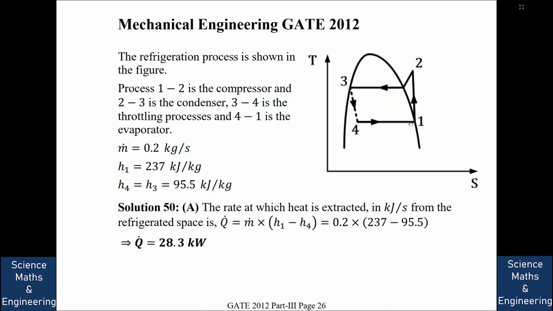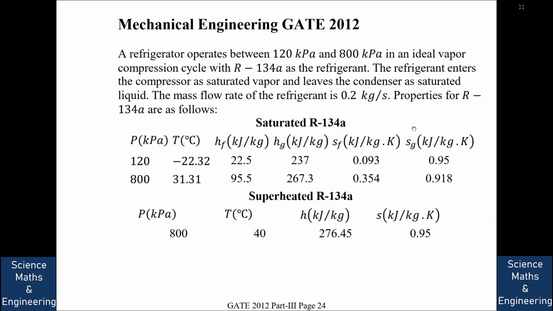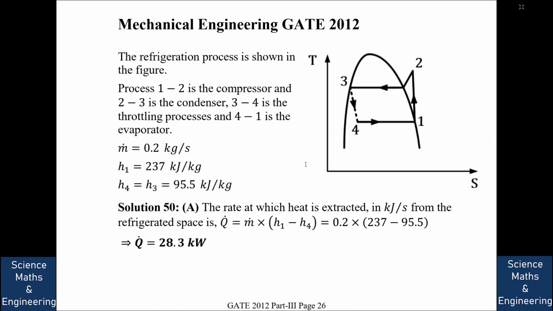Okay. So H1 is what? The entrance of the refrigerant in the compressor. So it is said that the refrigerant enters the compressor as saturated vapor, okay, and that pressure is 120 kilopascal. So at 120 kilopascal saturated vapor, the enthalpy is 237 kilojoule per kg. So H1 is 237 kilojoule per kg.